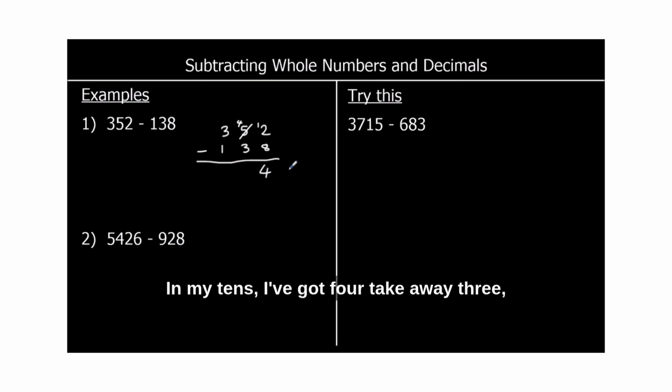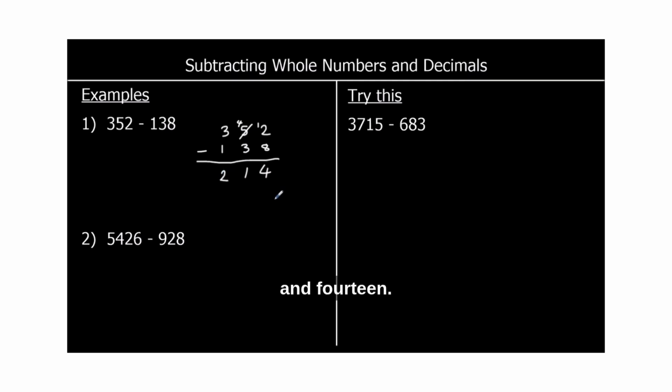In my tens, I've got 4 take away 3, which is 1. And in my hundreds, I've got 3 take away 1, which is 2. So my answer is 214.